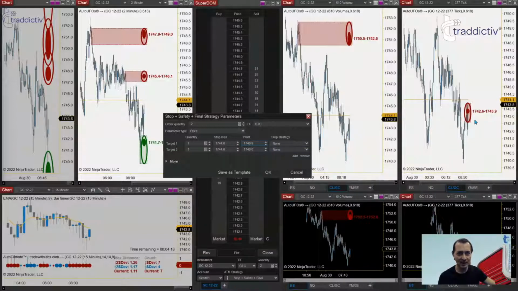Now, since I am inside this UFO, and the EMA, as you can see, is moving away from the UFO, I am not ready to take this trade. Okay, I am not ready to take this trade. I need to, oh, and the UFO is gone. So well done. We didn't take the trade.